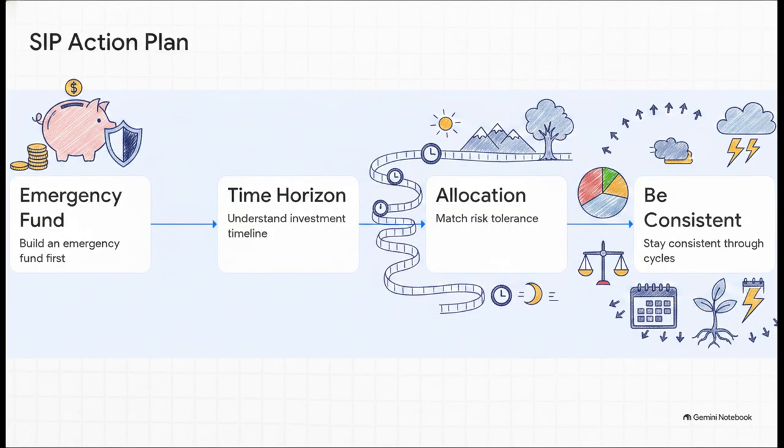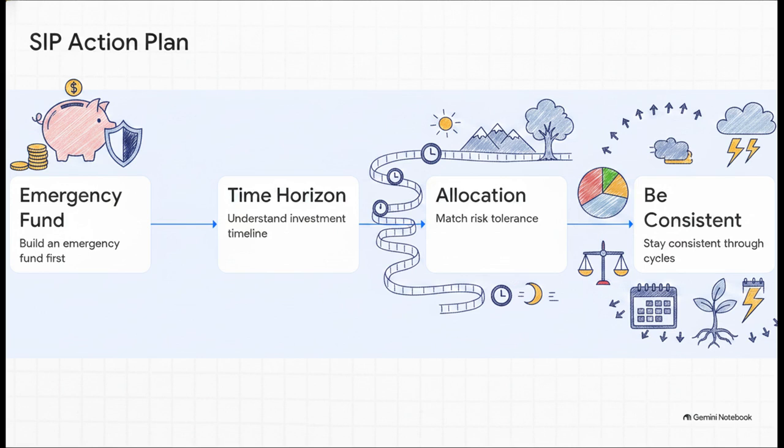Okay, let's bring this all home and wrap up all the clues we've uncovered into a practical, usable takeaway. Here is your concrete SIP action plan. Step 1, build an emergency fund. Seriously, do not put money you might need for rent or medical bills next month into the volatile equity markets. Step 2, understand your time horizon. Equity investing is a marathon. It is for the long term.